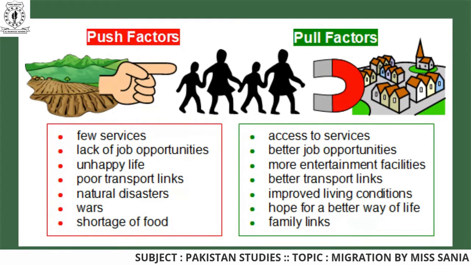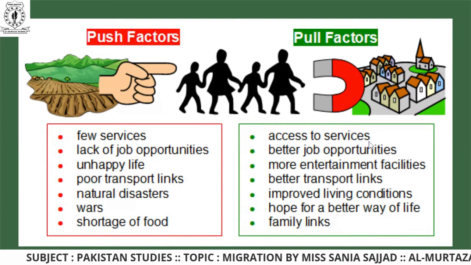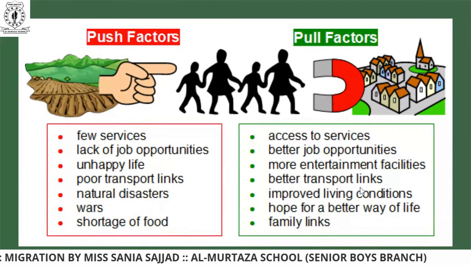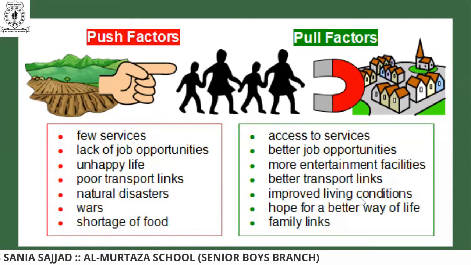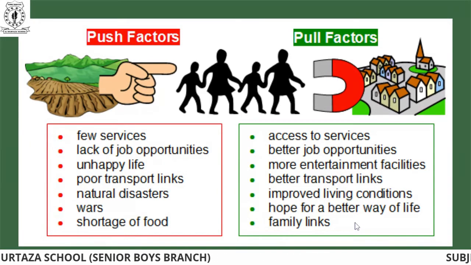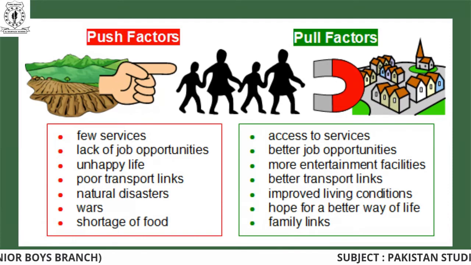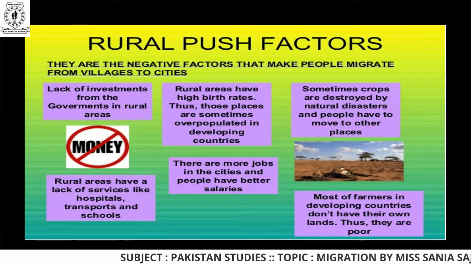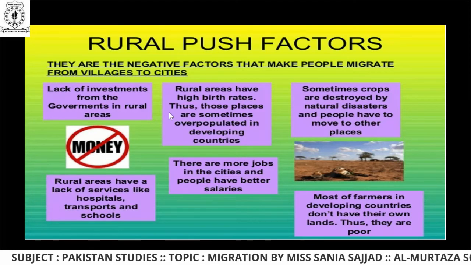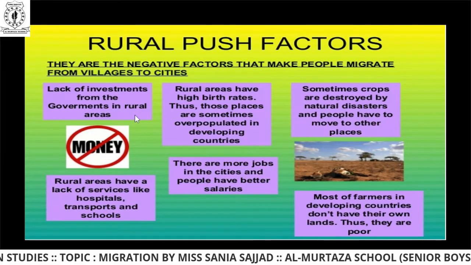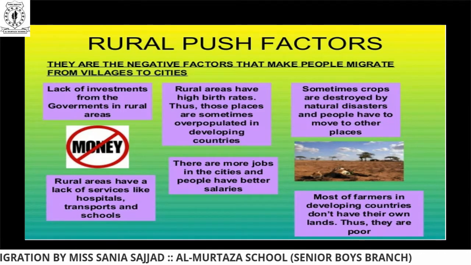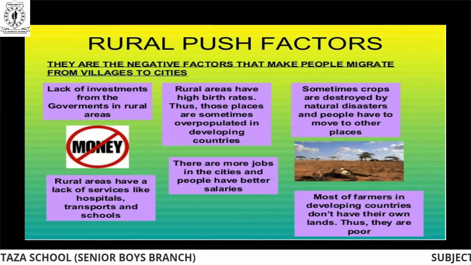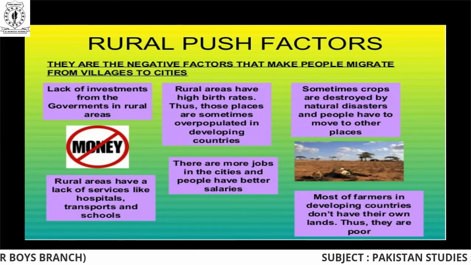But when I talk about pull factors, it means the city life where we have services, we have job opportunities, we have entertainment, we have better transport links, improved conditions, and yes, the most important, the families are connected to one another. Now, coming towards the rural push factors, there are other factors discussed in this slide, that is lack of investment from the government in rural areas. It means that the government is not investing that much money in rural areas as compared to the urban. Urban means city life and rural means the village life.